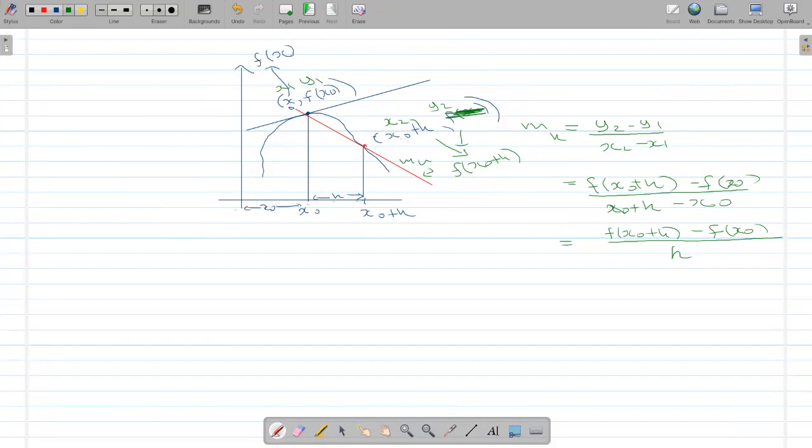Now I have to find what happens. This is the slope of this red line, but if I send this h to 0, this point is going to go like this, and this red line is going to overlap with the blue line, like you saw in the video.